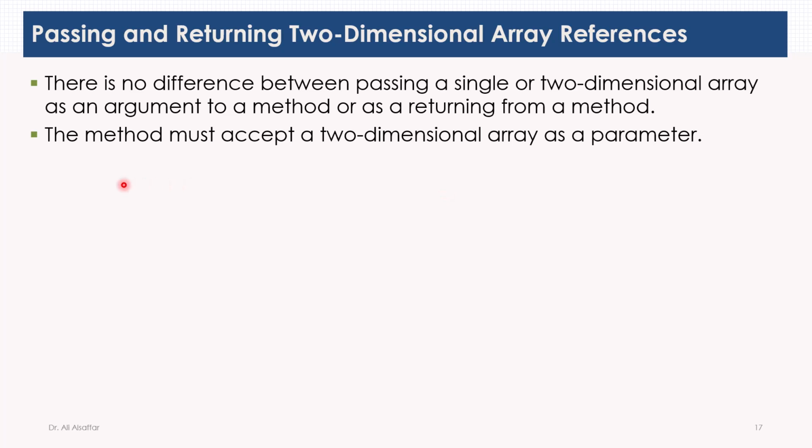Our next point of discussion is how to pass and return two-dimensional array references to methods. There is no difference between passing a single or two-dimensional array as an argument to a method or returning one from a method. And we have already learned how to do that on a single-dimensional array. The method must accept a two-dimensional array as a parameter, both in actual parameters and in formal parameters.